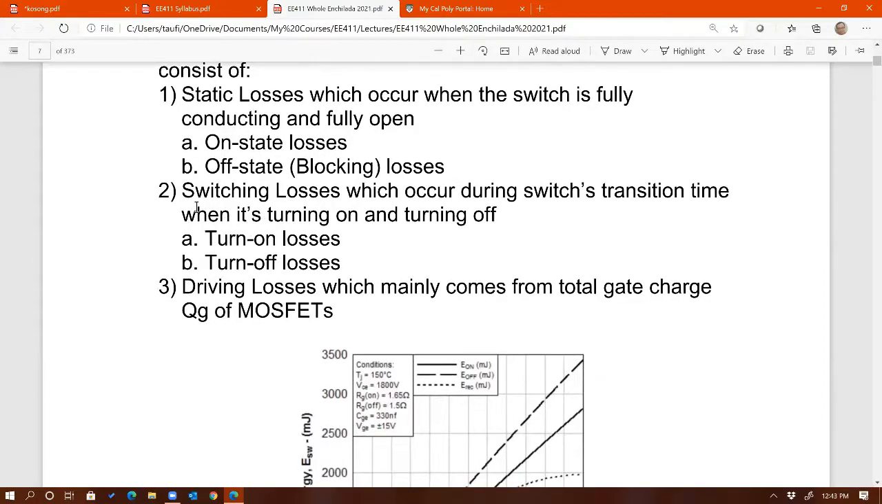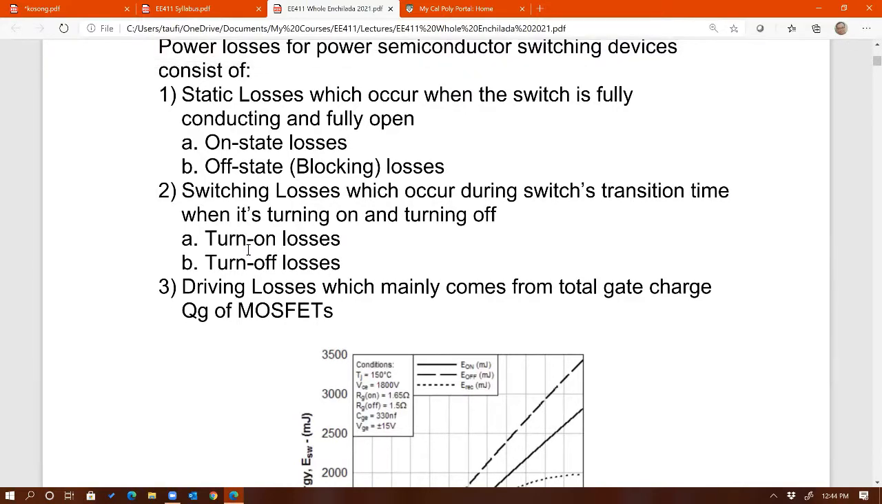And then we have the second type, the second source of losses, switching losses. That's the focus of this chapter, which occur during switch transition time when it's turning on and turning off. Let's say the switch is initially on or conducting, and then we turn off the switch. The switch is not going to turn off instantaneously. It will actually take time for the switch to turn off, right? The fact that it takes time for the switch to turn off as well as to turn on, unfortunately, introduces what we call switching losses.